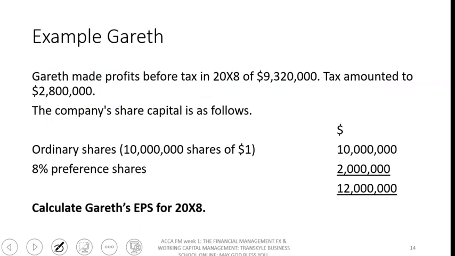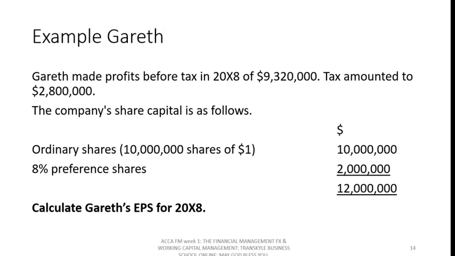Let us look at example Garrett and see if we can make something reasonable out of this presentation. Garrett made profit before tax in 2008 of 9,320,000. Tax amounted to 280,000. The common share capital is as follows. Ordinary shares: 10 million shares, $1 each, that is worth 10 million. 8% preference shares, 2 million. And we have a total share capital of 20 million. Calculate Garrett's EPS for 2008.